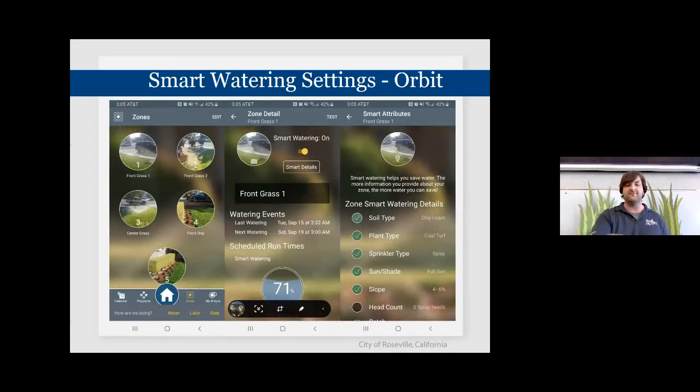So for this one, you go to zones, and I picked out Orbit because a lot of us are upgrading to the Orbit B-hyve, is this particular model.